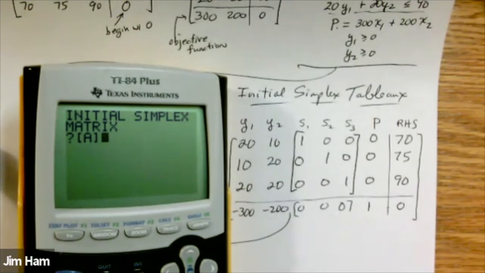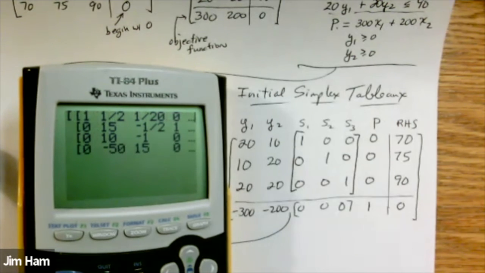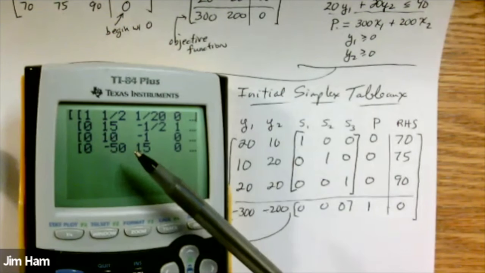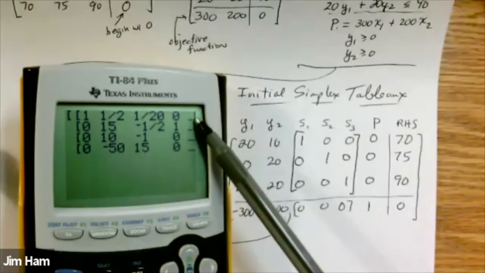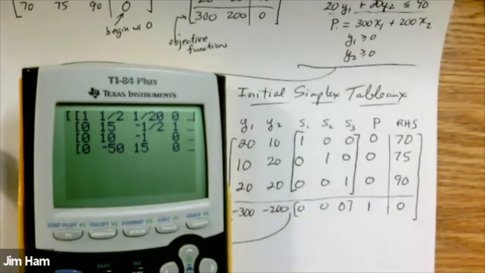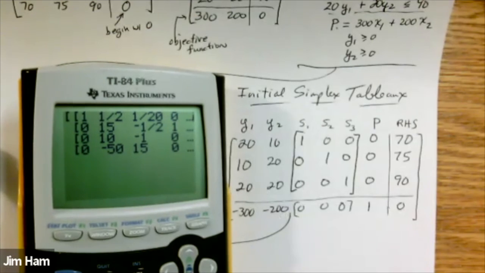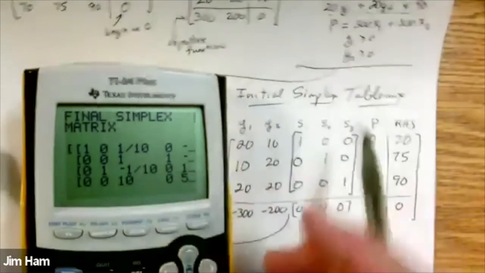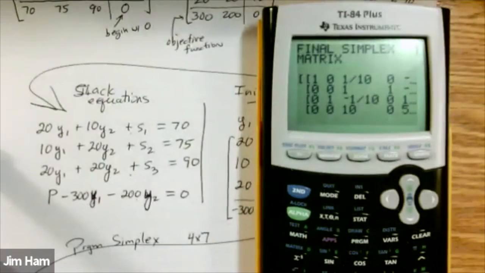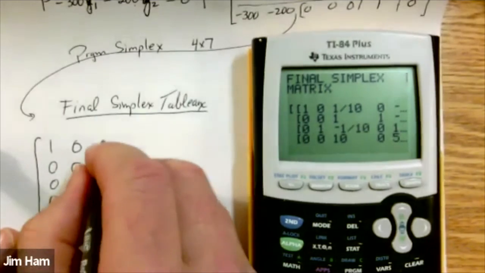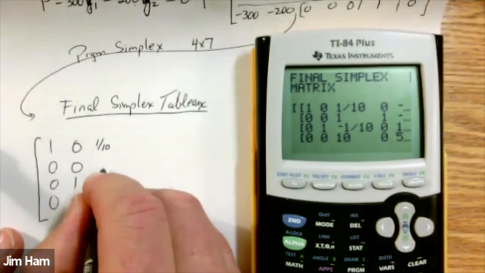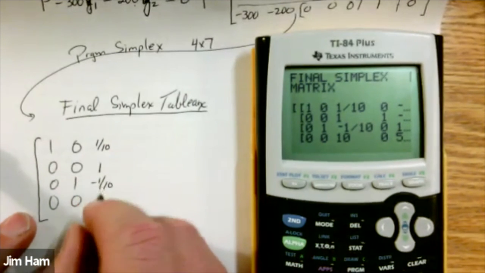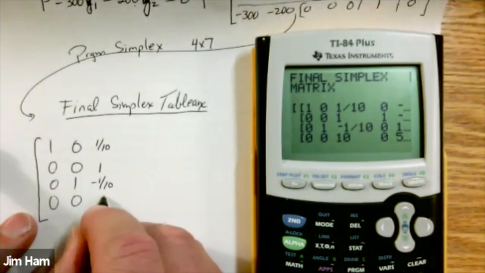It's going to do all these row operations behind the scenes. This is not the final simplex matrix because it doesn't say final simplex matrix up at the top. You also see these pixels fluttering here, which means that you need to do another round of row operations. So hit enter, and then it comes up with the final matrix. Let's enter this one down here, and then we're going to interpret it. It tries to put everything in fraction form, because that doesn't take as much space on the calculator screen.